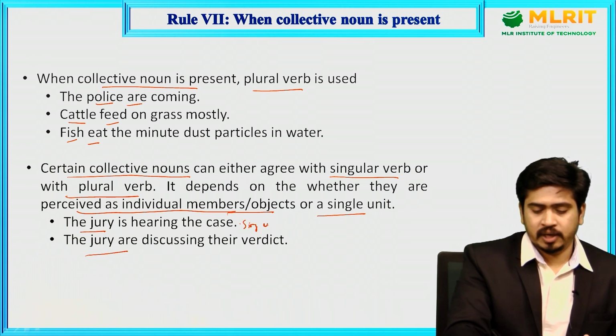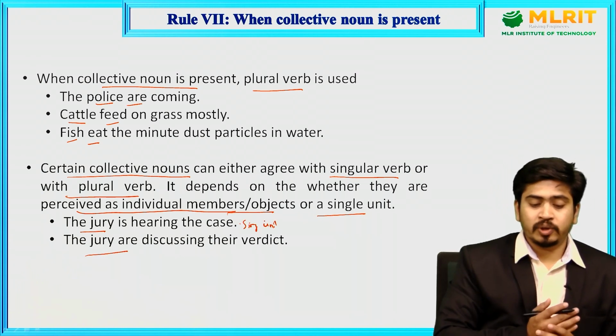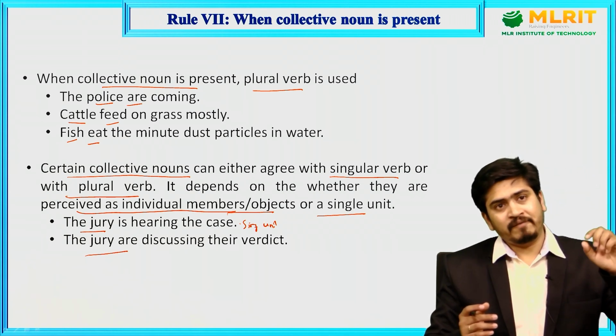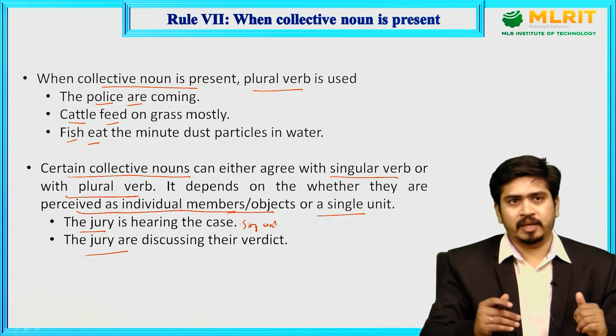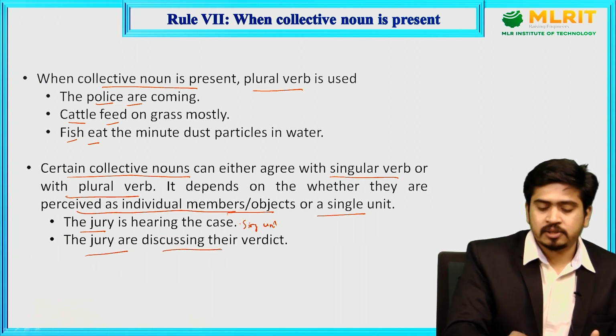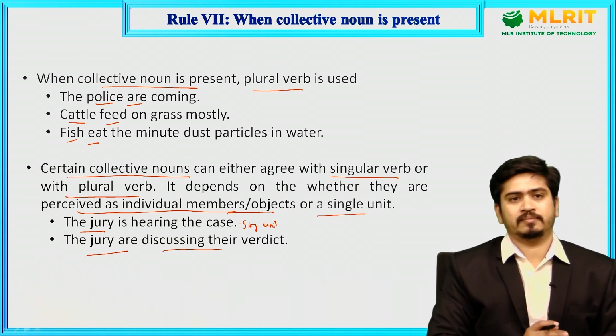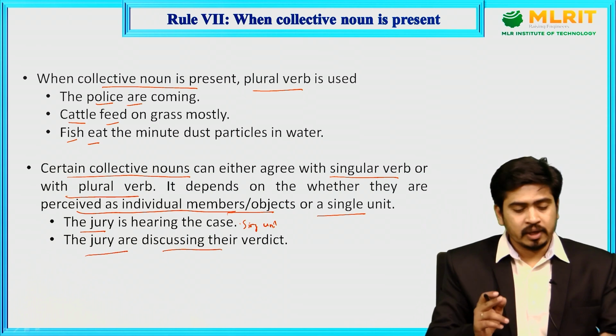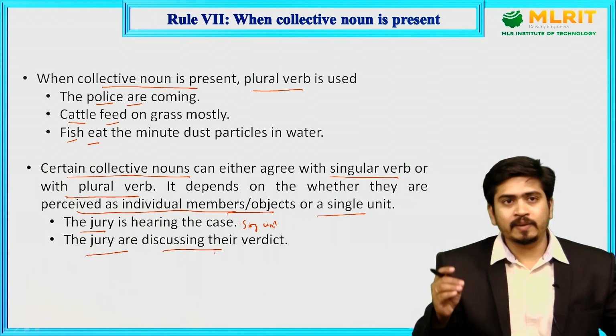Single unit here. In the next one, the jury are discussing their verdict. That means, though three people are present, you are emphasizing individual people there. Three people have different opinions, and they are going to discuss their verdict among themselves. So in the first example, you are considering the jury a single entity, a single unit. In the second one, you are emphasizing the individual members of the jury.